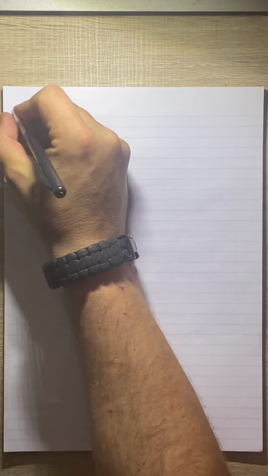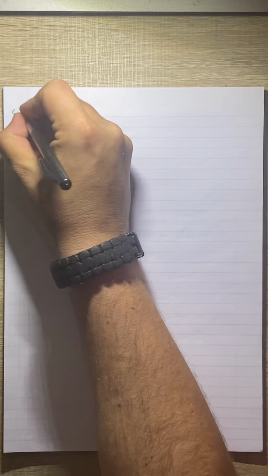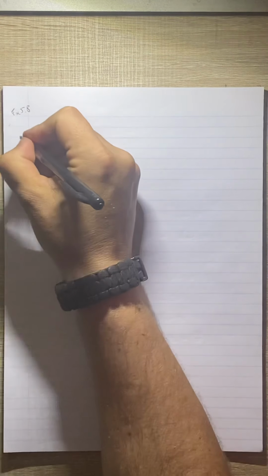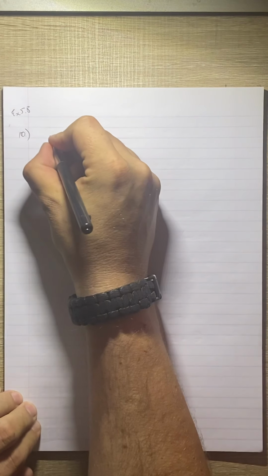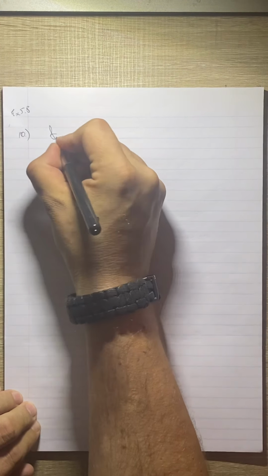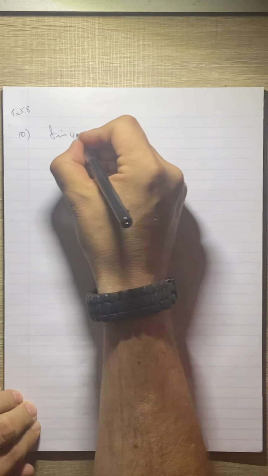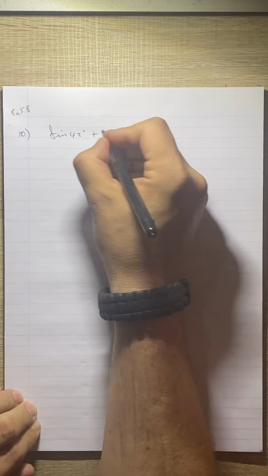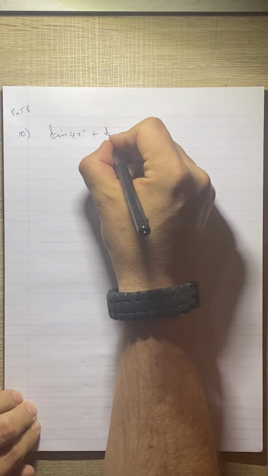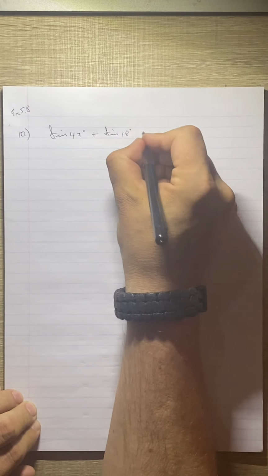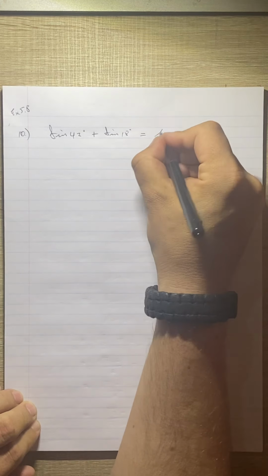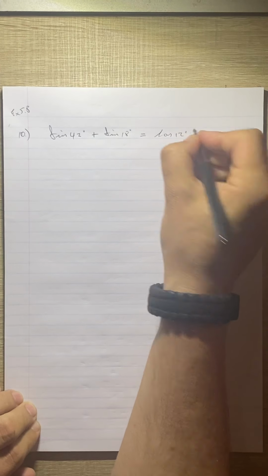Grade 12s, doing exercise 5.8 with you, number 10. Okay, so it is saying here, prove sine 42 plus sine 18 is equal to cos 12.